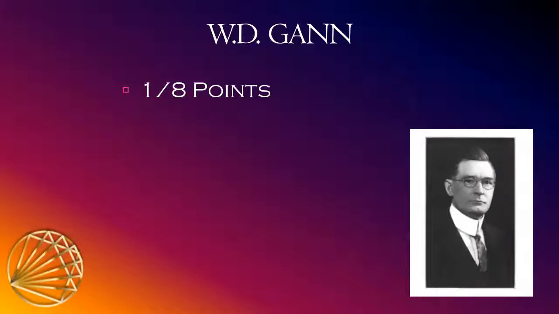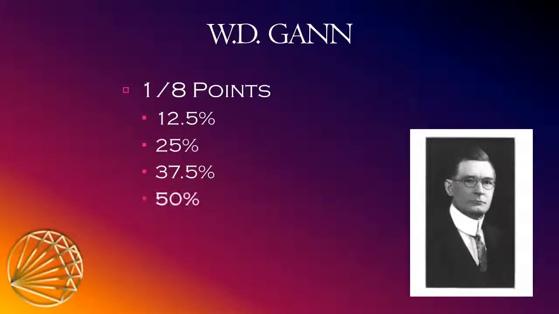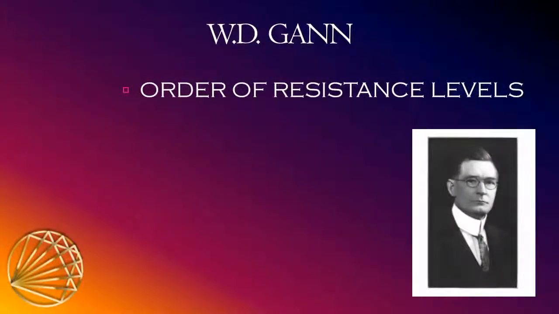So according to Gann, if we divide a range into eighths, we'll get the following percentages: 12.5%, 25, 37.5, 50, 62.5, 75, and 87.5%. Now it's interesting, Gann didn't say that all of these percentages had equal value. He believed that some of them worked better than others. So this is what else he had to say about these eighth levels.